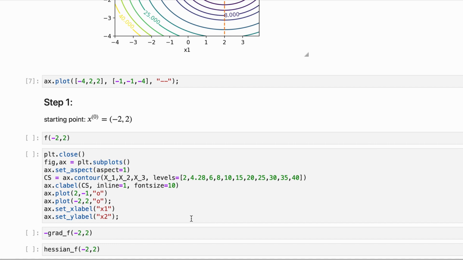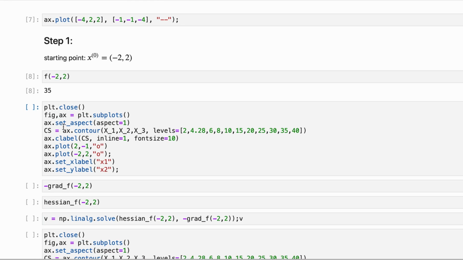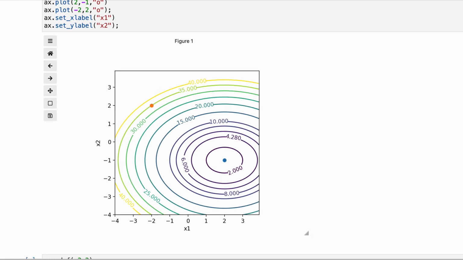Okay, let's do a Newton step to see if we can actually compute that using Newton's method. We'll start with evaluating the function at an arbitrary starting point. I just chose minus 2 and 2 here, but you can choose whatever you want. The value here is 35. So let's have a look at that in the plot as well. So here the orange point, that is our starting point. The blue one is the minimum that we want to get to.